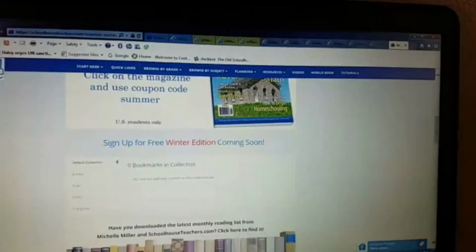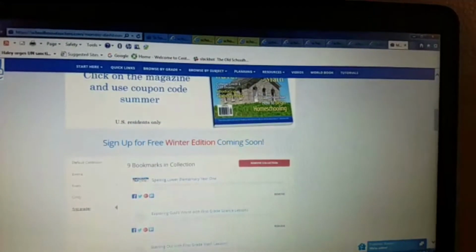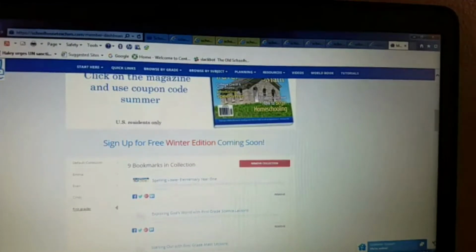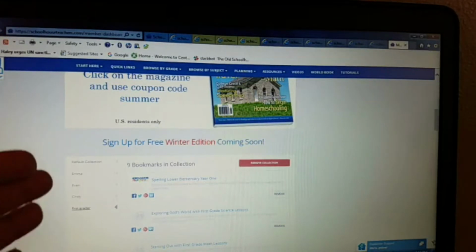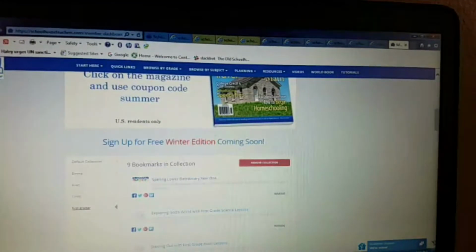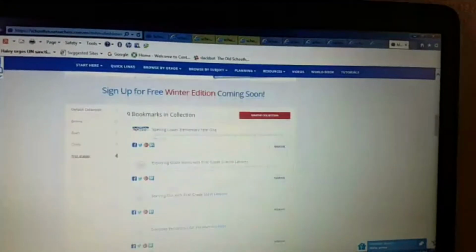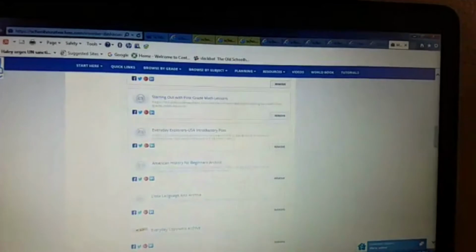Right here, see, it says bookmarks. Here's my bookmark collection, and I made one for first grader. So here it lists all of those classes that I talked about. So that's all you have to do when you log in. It's like your own personal book list right here. And these are all links that take you directly to the classes. So it's all nice and neat for you. See, we have Spelling Lower Level Elementary Year 1 and Exploring God's World with First Grade Science, First Grade Math, Everyday Explorers. All the classes that we looked at today are right here.